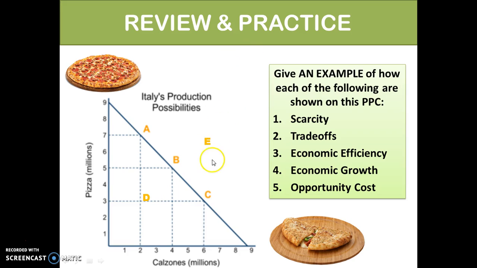Letter E is not yet possible given our current resources and technology. Economic growth would make point E possible if we have an increase in resources that enables us to shift our production possibilities curve to the right. Then E will become a possibility and possibly a point of efficiency. Opportunity cost is when we give up something for another. So in order to move from point A to point B, we give up 2 million pizzas in order to get 2 million calzones. So make sure you can look at a PPC like this and be able to analyze it with all of these different factors.